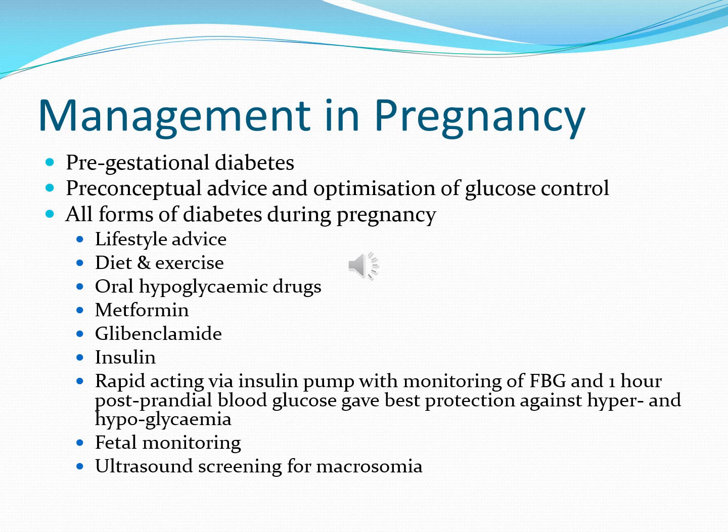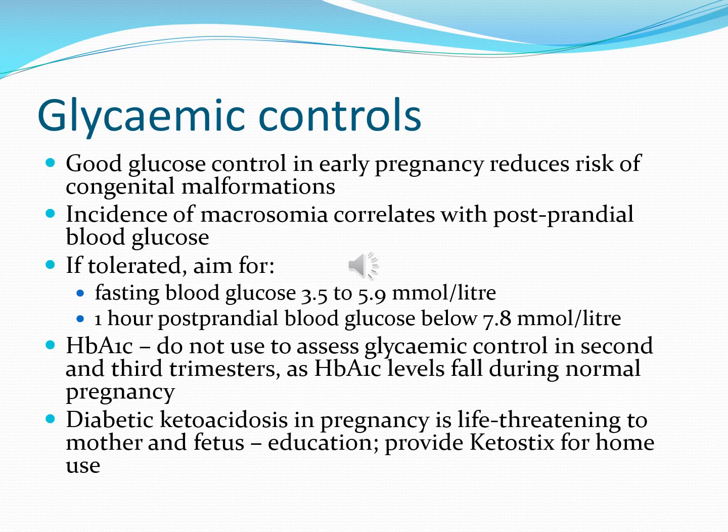There's a number of things we can do to help manage these. Firstly, if they do have diabetes before they actually plan to get pregnant, make sure that's well controlled. And during pregnancy: lifestyle advice, diet and exercise, possibly oral hypoglycemic drugs, metformin, insulin, fetal monitoring, and ultrasound to check the baby's size. This is important because good glycemic control in early pregnancy will reduce the risk of congenital malformations.